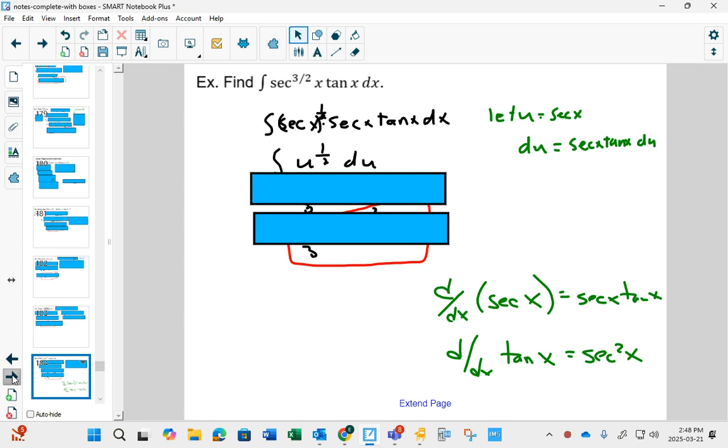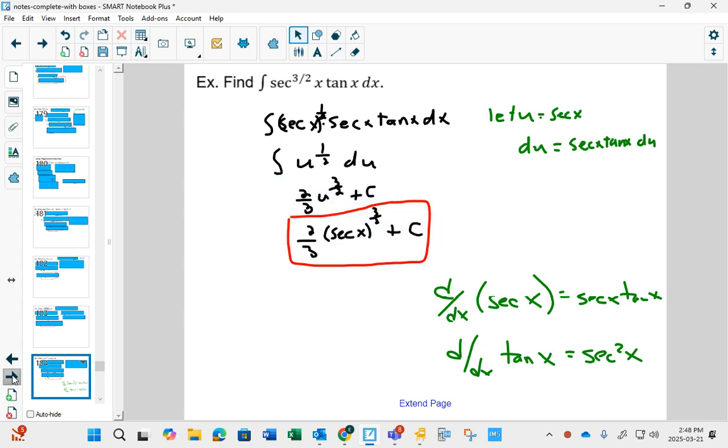The other one doesn't really clean up very nice because you would need a secant squared and you only have a secant to the 3/2. So I manipulate my equation knowing what my derivatives are, and then from here everything is super easy. Add 1 to the exponent and divide.